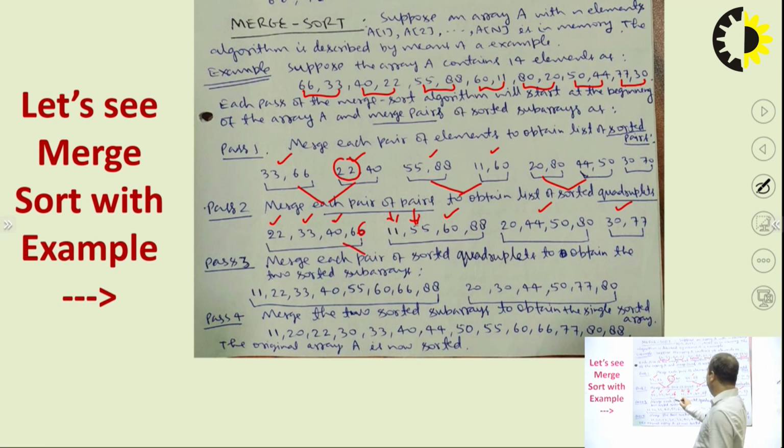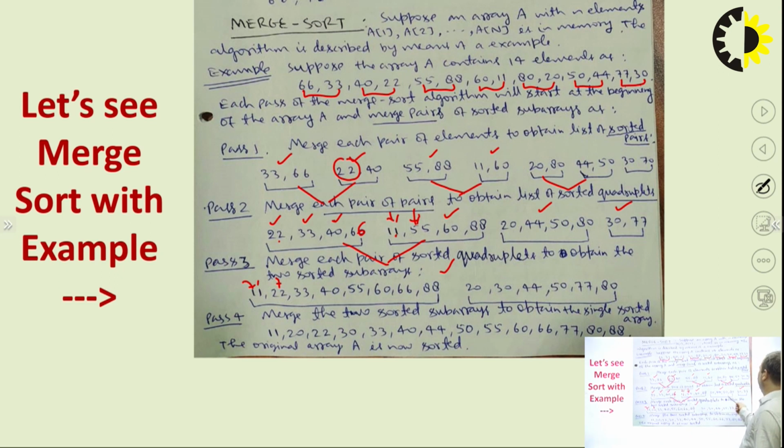Now we pair these quadruples. So merge each pair of sorted quadruples to obtain the two sorted subarrays. Okay. So we again sort these elements, means compare the first element with this first element. The value which will be lesser will be put into the first element of the resultant. So here we will put. Again we will compare the second element with this list. So which one will be lesser? 22. So we put 22 and so on. So we get the resultant sorted subarray and this will be.